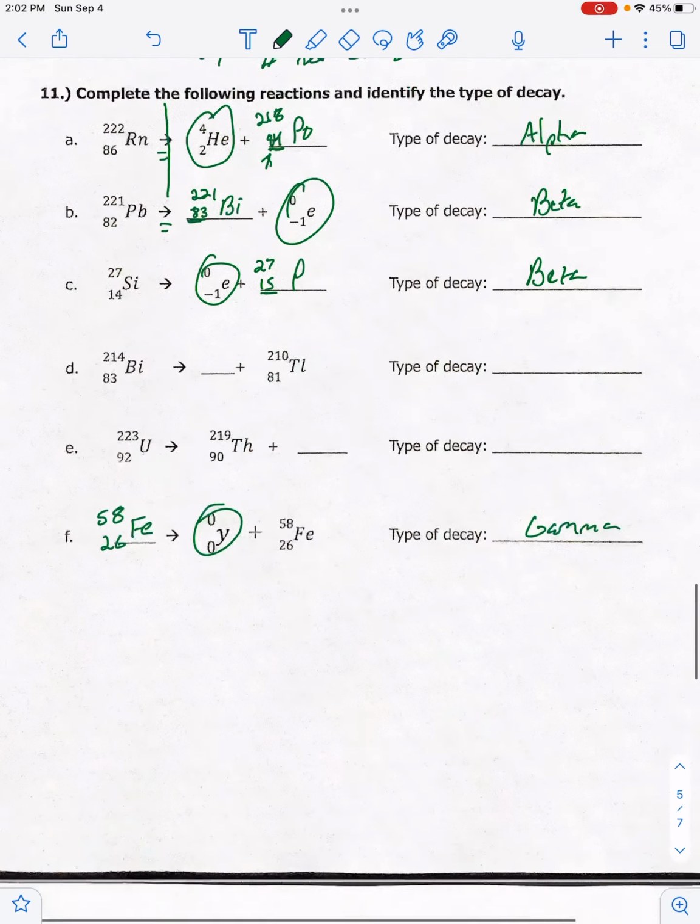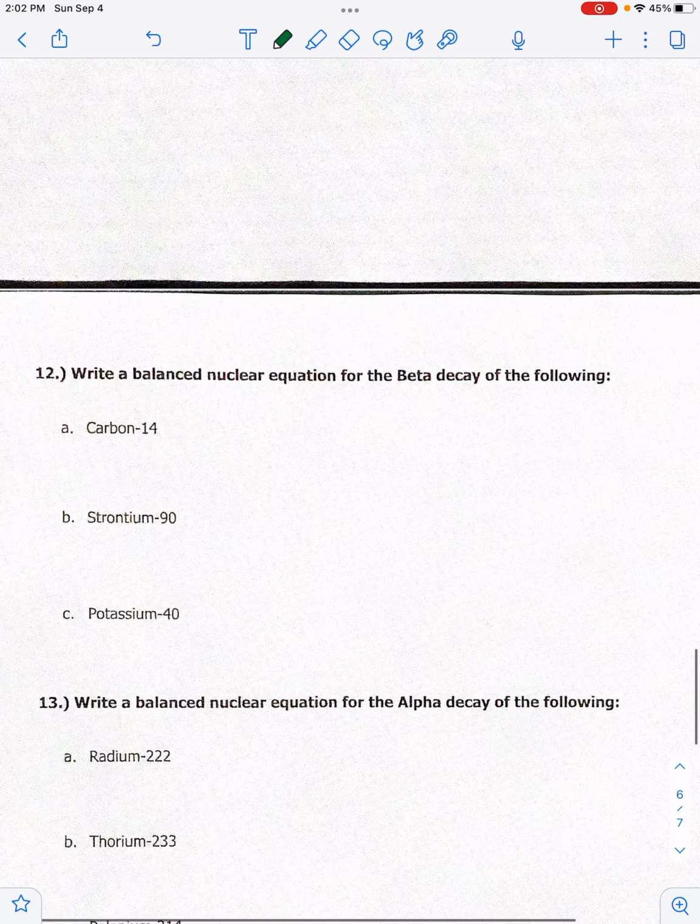Okay, so moving on to the next section, this is the part where you have to actually write out the entire equation. I'll do one from each so you can see what it's like. So carbon 14, first thing I need to do is fix that and put it in isotopic notation. So I'm going to take carbon, which is C. I'm going to put 14 on top. Carbon has the atomic number 6, so I'm going to put that on bottom.